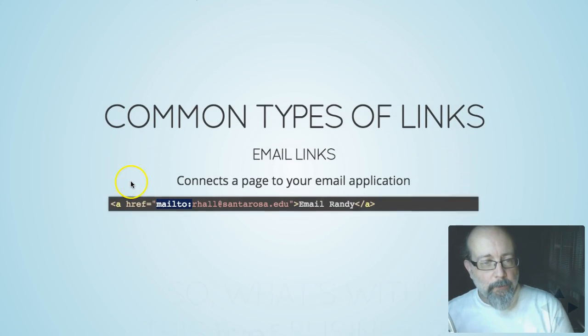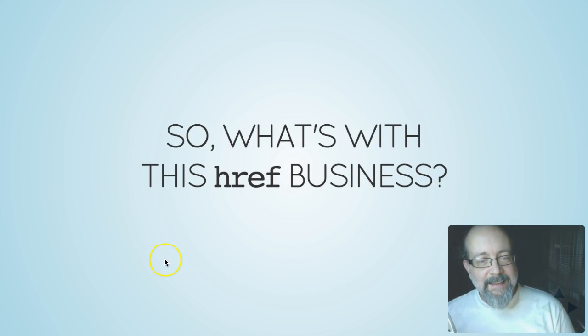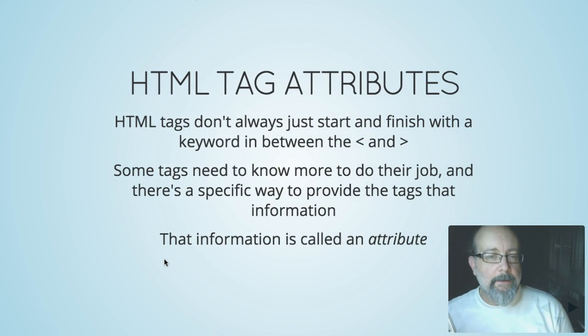So what we're going to take a moment with is that throughout all of this, you've got this little thing, this href equals, and what is with this href business? It really talks to a basic property of HTML, and that is tag attributes. Each tag in HTML may have anywhere from zero to many different attributes that you can and sometimes must use. So HTML tags don't always just start and finish with these angle brackets. Some tags need to know more to be able to do what they need to do. And there's a specific way to provide the tags that information, and that information is called an attribute.